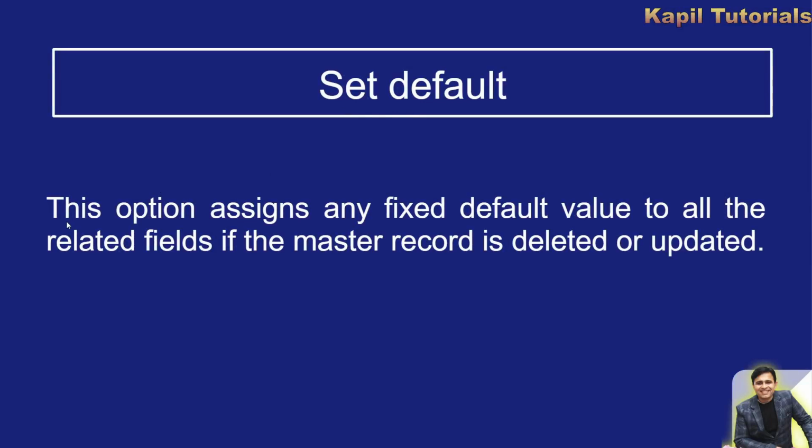Set default. According to this option, it assigns a fixed default value to all the related fields if the master record is deleted or updated. If I delete the records which have corresponding related records in the transaction table also, then in that case, in the transaction table, the records will be given the fixed default value which is set. I hope it is clear.